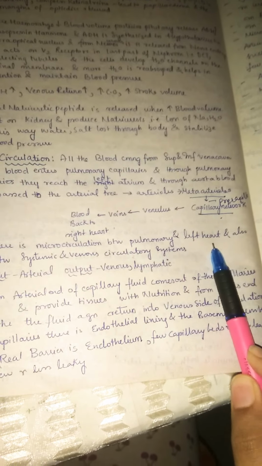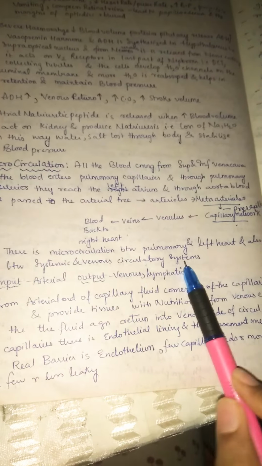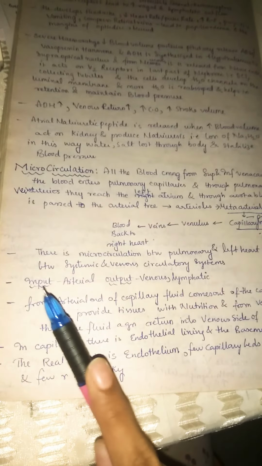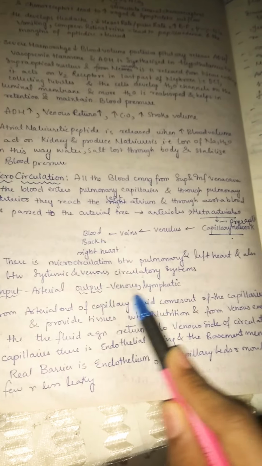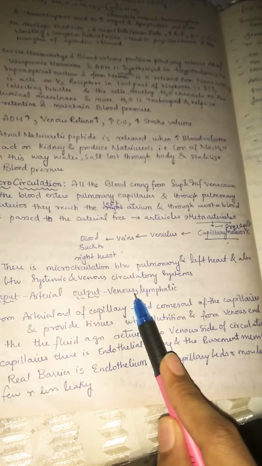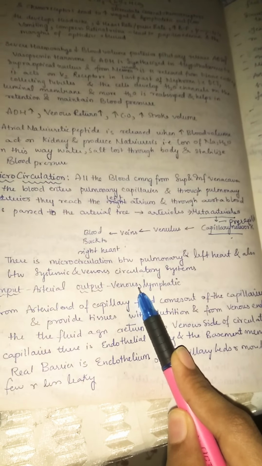So there is microcirculation between the pulmonary and the left heart, and also between the systemic and venous circulatory system. We already discussed this in our old part. Input is arterial and output is venous. We also know output is lymphatic. For a microcirculation, the main input is blood. This blood comes by passing into the arterial systemic tree, and by the arteries the input is coming, and output is going by veins further, like into the inferior vena cava or vena cava system.